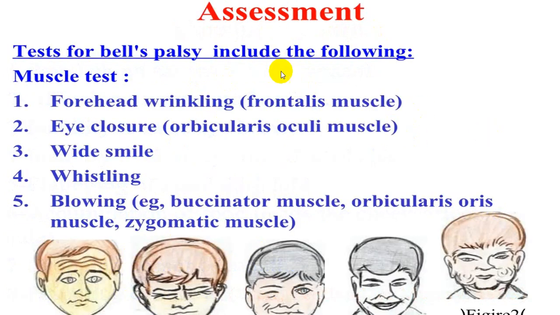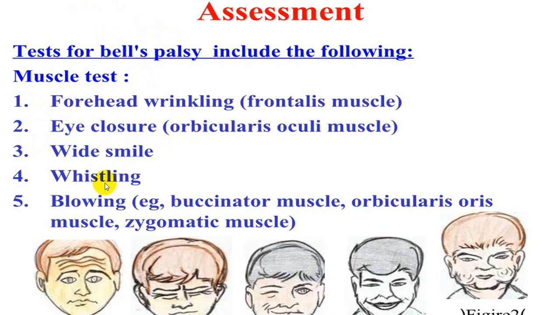And test what we do. You ask the person to wrinkle the forehead; wrinkling of the forehead will be absent, closing of the eyelid will be absent. When a person is asked to have a wide smile, you will be able to see that on one side there is no nasolabial fold seen, drooping of the angle of the mouth, that will be one of the signs which will be available.